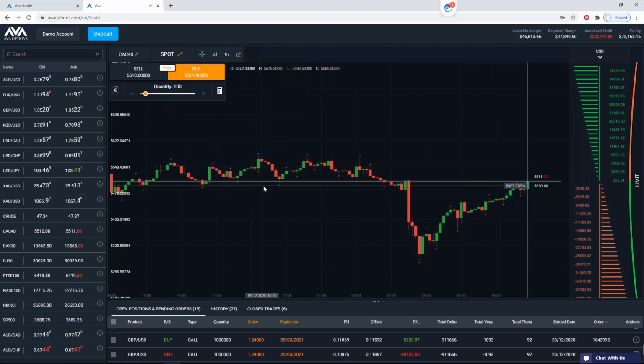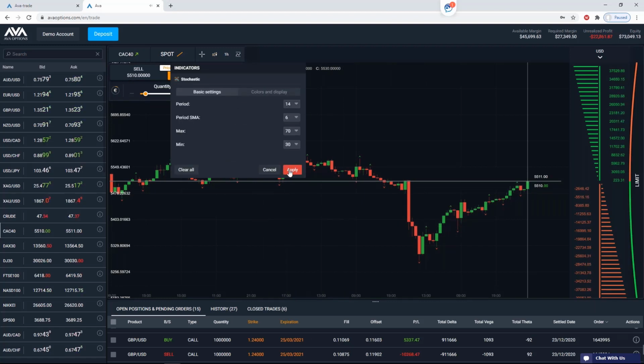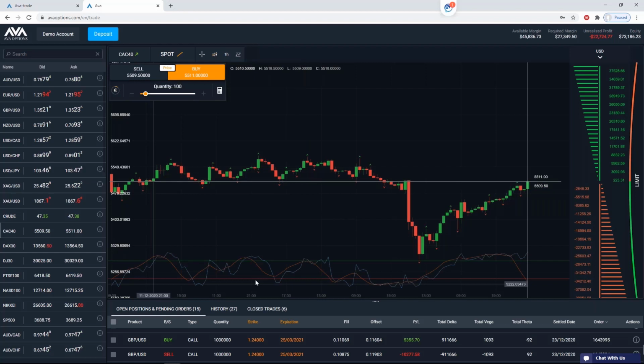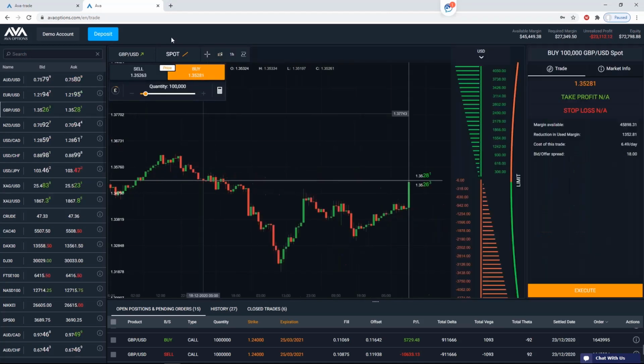Fractals, all this fun stuff for anybody who likes. Stochastics can be shown along the bottom of the chart. So we've got this stuff right here. Margin value: the current required margin is shown at the top of the screen. When you click to open this execution window, you can see margin available, additional margin required for this trade, the bid-ask spread for this trade, and the cost of the trade, which is your overnight interest cost for spot trading. But options trading, of course, does not have any overnight interest costs.